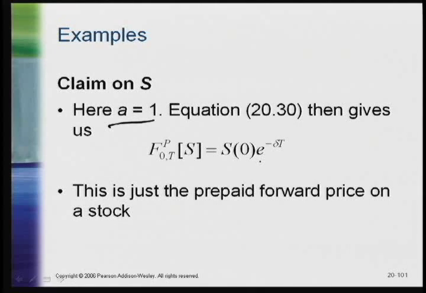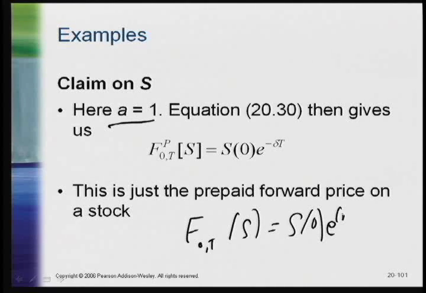The prepaid forward price on stock is the cost of e to the minus delta t shares. Because if you buy that many shares, they will, with the reinvestment of dividends, grow to 1 share at time t. So we knew this, and of course, from this we could apply the other formula that the forward is S0, and then we have an interest rate factor, e to the r minus delta t.